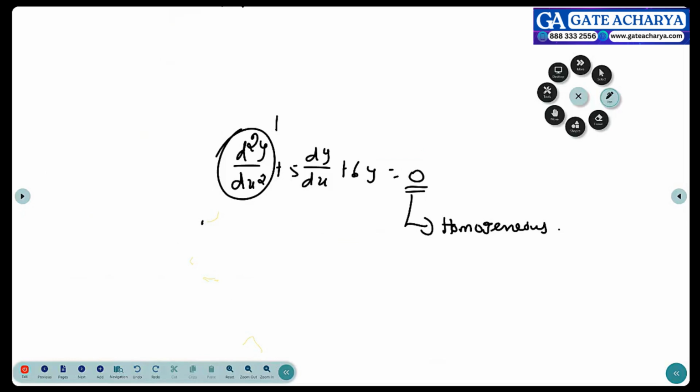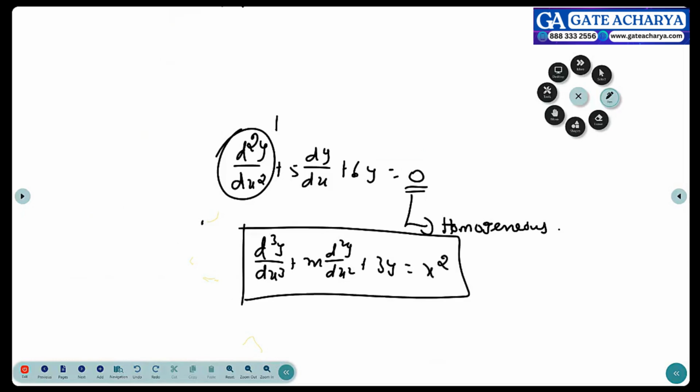That's all. Suppose you have d³y/dx³ plus m d²y/dx² plus 3y is equal to x². What's the classification of this one? First identify the order. Order means the highest derivative. d²y/dx² is the second derivative, d³y/dx³ is the third derivative. Therefore, the order of the equation is 3. And what is its power? The power is 1. Then it is called linear.